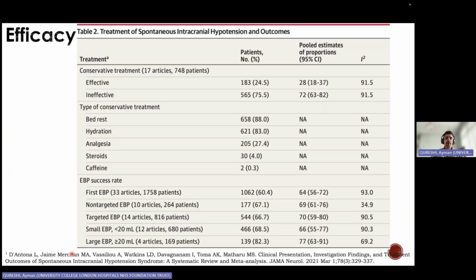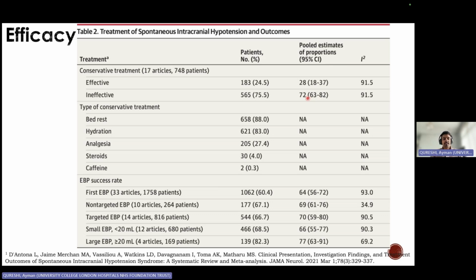Okay, so we'll talk a little bit about efficacy. This is a systematic review and meta-analysis from our group at Queen's Square. I've got a larger table up here just to show you what the differences are between conservative treatment, because that is another way that you can deal with symptomatic intracranial hypotension, which is basically do nothing, just advocate for bed rest and hydration and see if things get better. But you find that 75% of the time, up to 80% of the time, it just does not work.